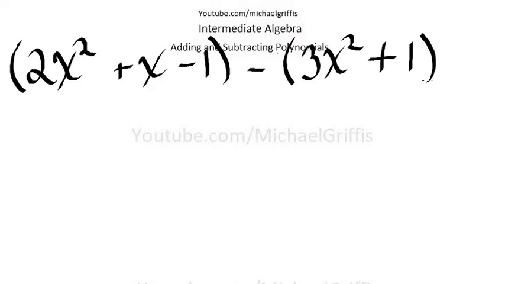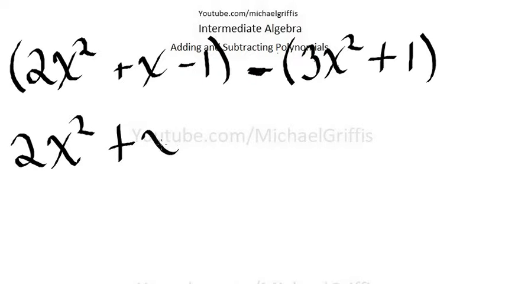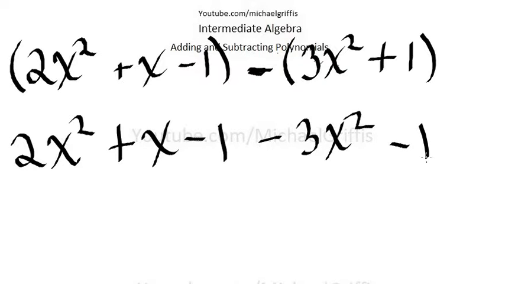What we have here is this minus sign, so we're going to need to distribute this across to each one of these terms, and this is really important, so pay attention. I'm going to go ahead and drop the parentheses. 2x squared plus x minus 1. Now we want to distribute this negative across. Minus 3x squared, then minus 1. Minus 1 there. Okay? Let's go ahead and collect up our like terms.